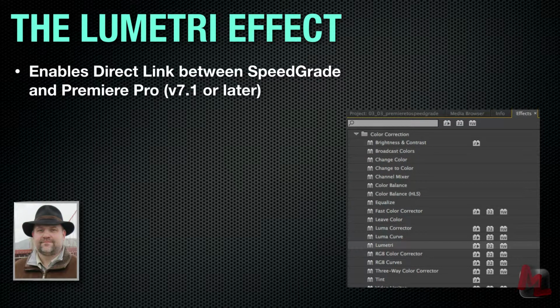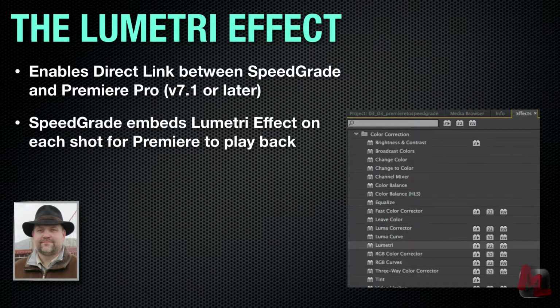What is direct link? SpeedGrade CC in version 7.1 and later, it's able to open up Premiere Pro project files, the actual project files, and pull up any Premiere timeline in those projects and color correct the shots on those timelines, sending them back to Premiere. Adobe calls that workflow direct link. The key to direct link? It's the LUMETRI effect. SpeedGrade's color decisions are embedded inside the LUMETRI effect for Premiere to read and render out. This is one-of-a-kind timeline integration between an NLE and a color correction app, and it's very, very exciting for Creative Cloud users.